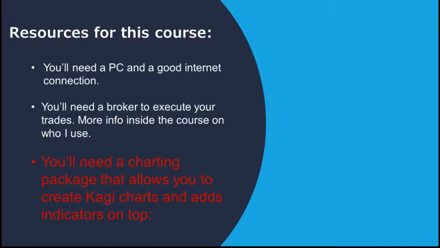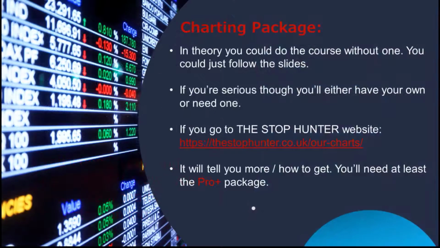Moving on to the important part of what you need for the course. What resources? Well, firstly, obviously, a good PC and internet, and secondly, a broker to execute these trades, and a charting package that allows you to create Kagi charts, and that's very important for this course. You might have your own, but again, within the course I can guide you into finding the appropriate charting software, but we'll discuss all that and more in section 2.